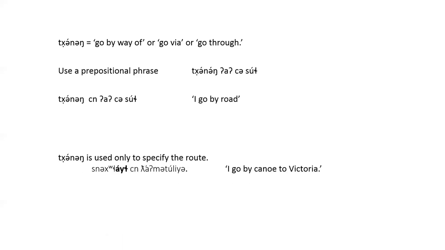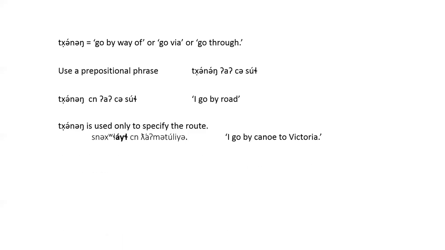Tchaning is used only to specify the route. You cannot, for example, use tchaning atza snow to mean I go by canoe. The canoe is the mode of travel, not the route. The special suffix aish is used to make a verb out of the mode of travel. So snowlaich means go by canoe. Snowlaich zint amatulia. I go by canoe to Victoria.